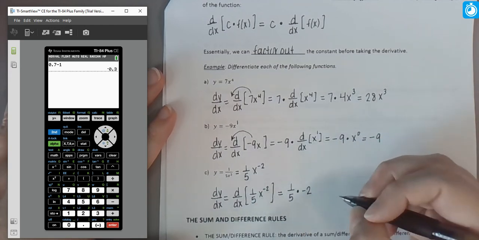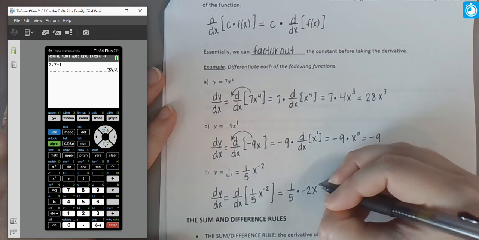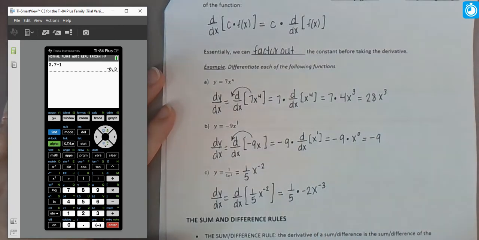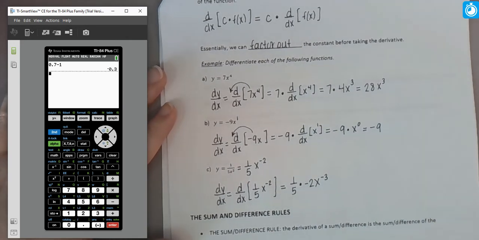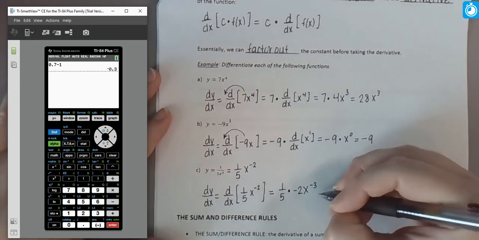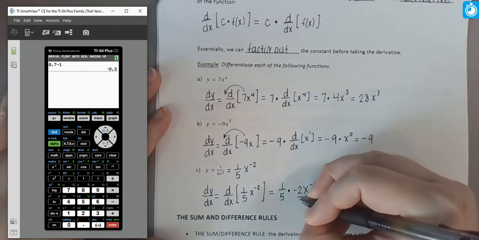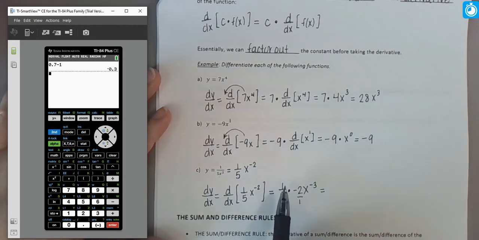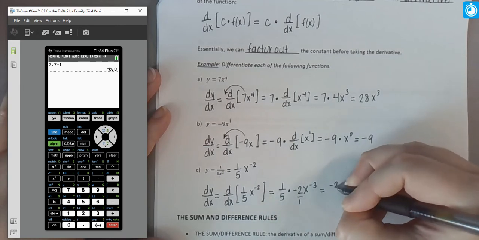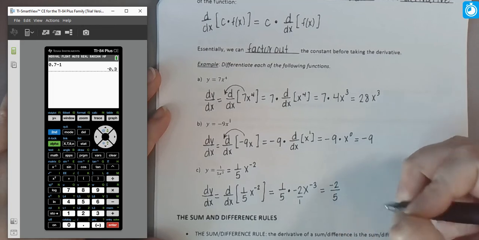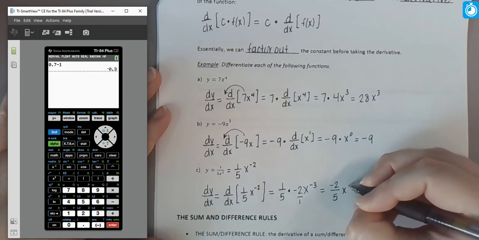So we end up with a negative 2 times x to the negative 2 minus 1, which is negative 3 power. So we have a few different things to combine together at this point. So the two constants multiplied together, remember negative 2, think of that as negative 2 over 1. The numerators multiply, the denominators multiply. So that's going to be negative 2 over 5 times x to the negative 3.